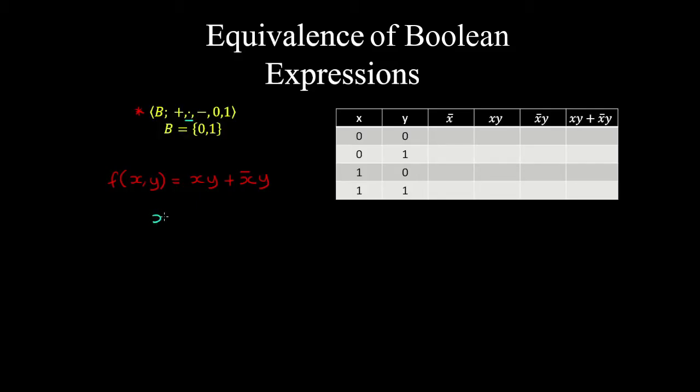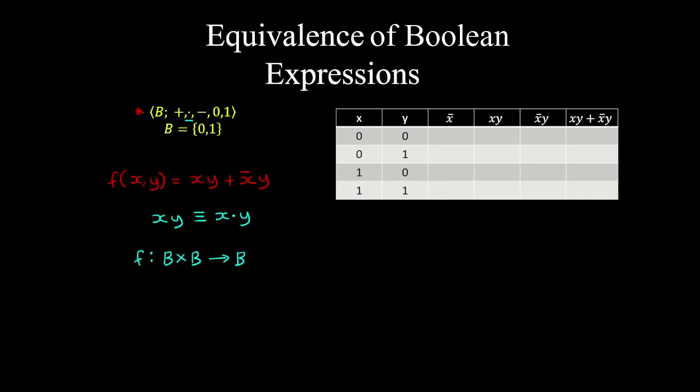So for example, xy is equivalent to x and y. So remember that the function is going to map a pair from the Cartesian product of B to a single element in the set.